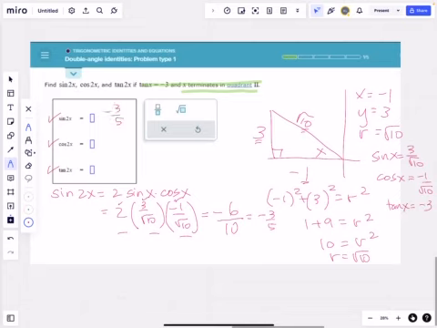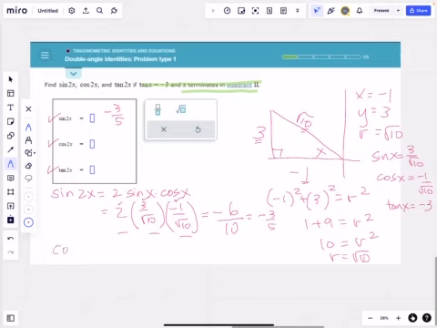All right, once you've got one of them, you can find the others pretty easily. You could actually use one to find the others if you want to, but I would suggest going ahead and doing cosine the same way, and then using our ratio of sine over cosine to find our tangent. That would be my suggestion.